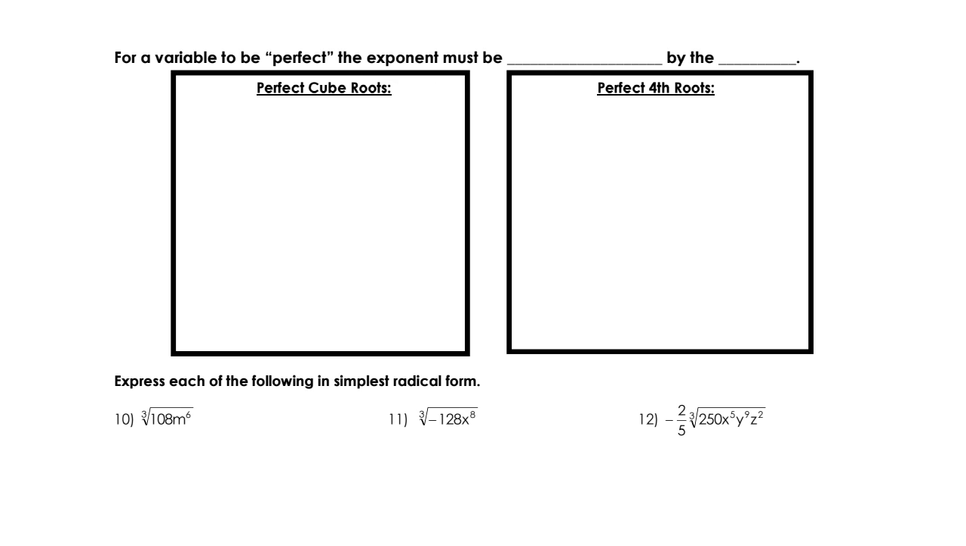All right, guys, we are on the back side of day 3 notes for Unit 9, and up at the top it says for a variable to be perfect, the exponent must be divisible by the number in the crack, which is called the index. Okay, aka number in crack.